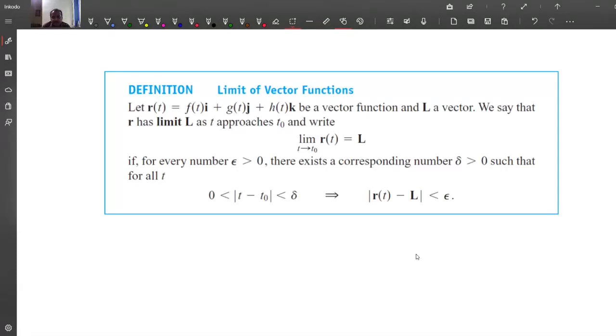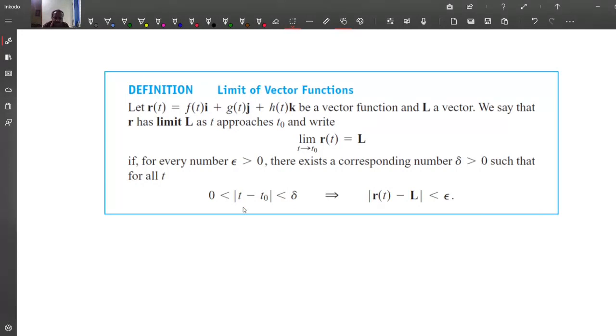Let r(t) = f(t)i + g(t)j + h(t)k be a vector function and L be a vector. We say that r has limit L as t approaches t₀, and we write limit as t tends to t₀ of r(t) equals L, if for every epsilon positive there exists a corresponding number delta greater than 0 such that for all t, 0 < |t − t₀| < delta implies |r(t) − L| < epsilon.